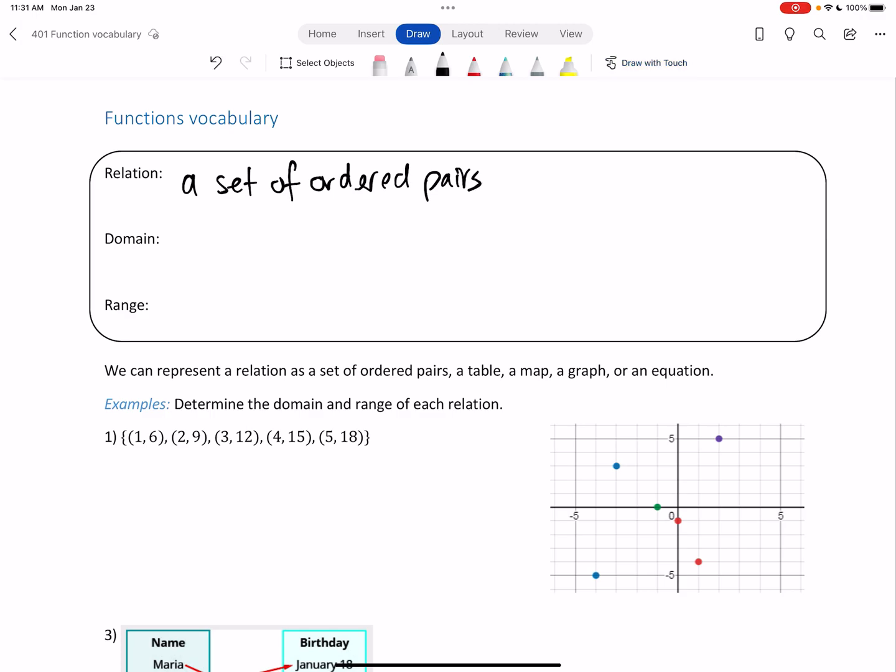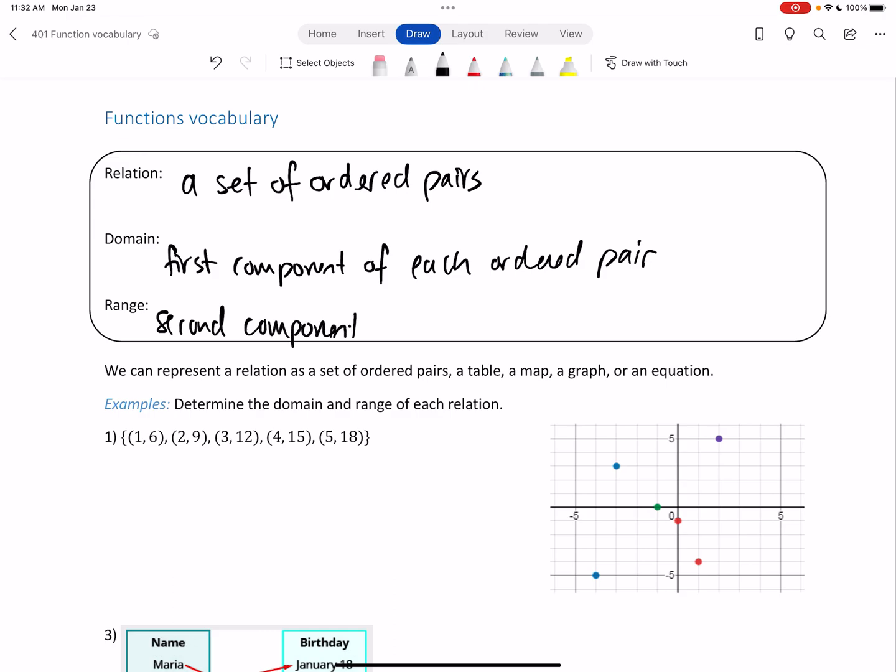And when we say the domain, what we mean is the first component of each ordered pair. And the range is the second component of each ordered pair. And when we have a bunch of ordered pairs, we're just going to make lists. So the domain will be the list of all the first components, and the range will be the list of all the second components.